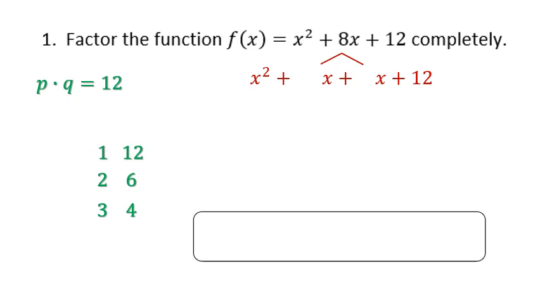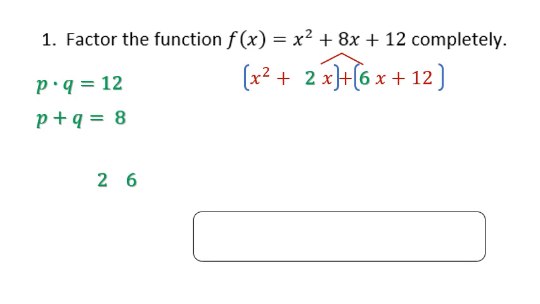And our other clue is what they add to be, p plus q, and that always equals the middle number. So p plus q is going to equal 8. If you add up these, there's only one pair that's going to add up to be 8. That is 2 and 6. So those are the 2 numbers we're going to put in our blanks there, 2 and 6. So now we've got something we can group.